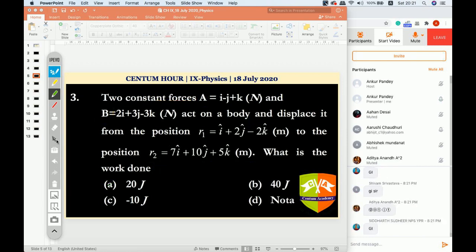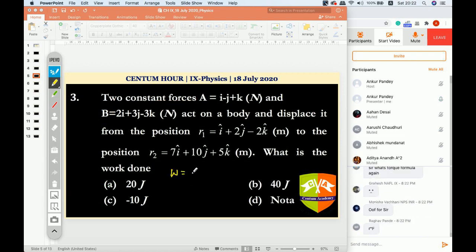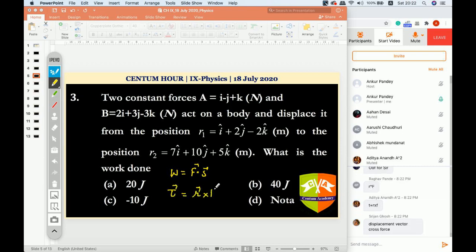Relax. I had to reload my thing when you were saying the torque formula. Could you just write it again? Okay. There will be two things which are expected to be asked. Work done is force multiplied by displacement, but a dot product. Torque is position vector cross multiplied with force. Okay. Clear?